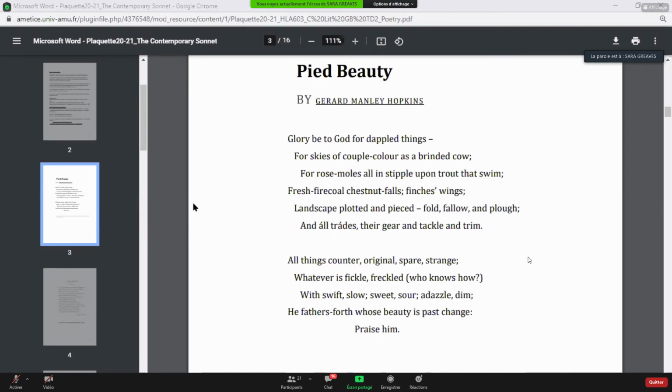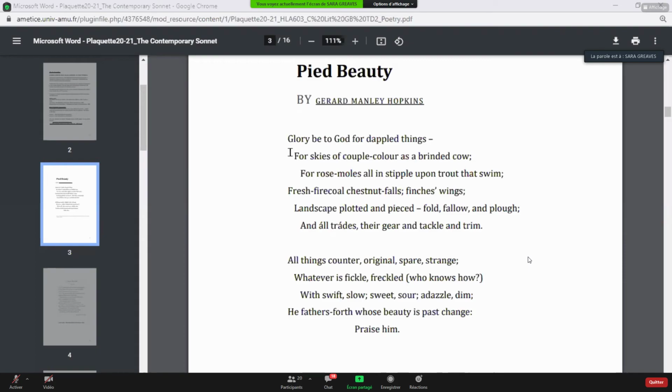Okay, I'll use the chat myself here now. Falling rhythm. All right. Rising rhythm is iambic, and falling rhythm is trochaic. It begins with a strong beat. Glory be to God for dappled things. And then we move to an iambic line, don't we, for skies, because that begins with an unstressed syllable. For skies of couple color as a brinded cow.